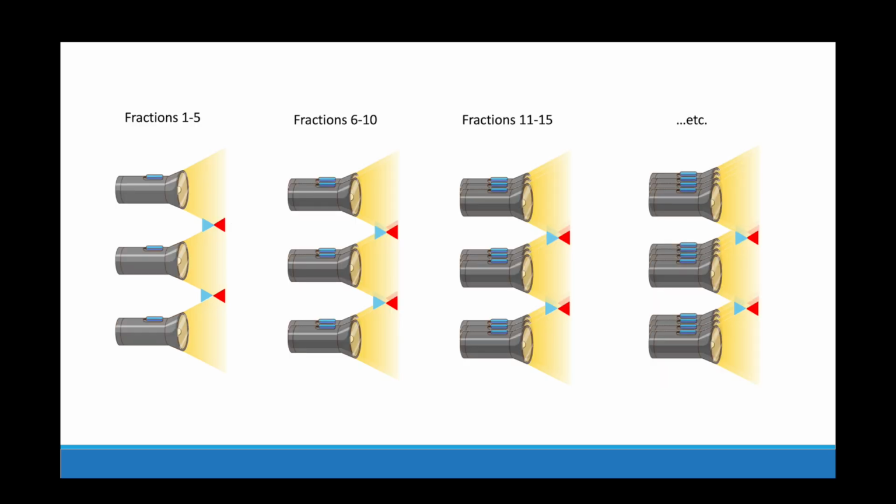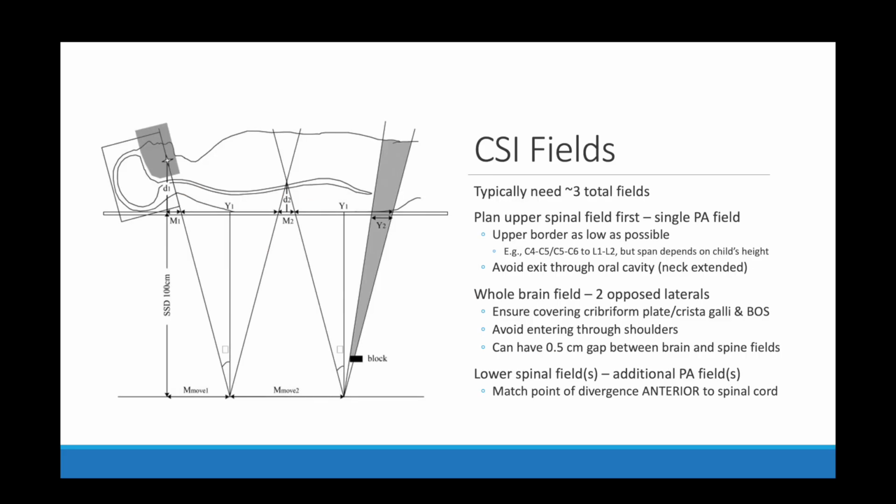So this is a visual representation of what I mean by feathering the junction. Every few treatments, we shift the match line of the fields, and what that does is it shifts where the hot and cold spots are inside of the patient. And over time, rather than treating in the exact same positions for the entire treatment course and having that hot and cold spot be exactly where it was to start with, we shift where the hot and cold spot is every few treatments, and that ends up creating a more homogeneous dose distribution. So hopefully that gives a good broad understanding of what we're trying to achieve with CSI.